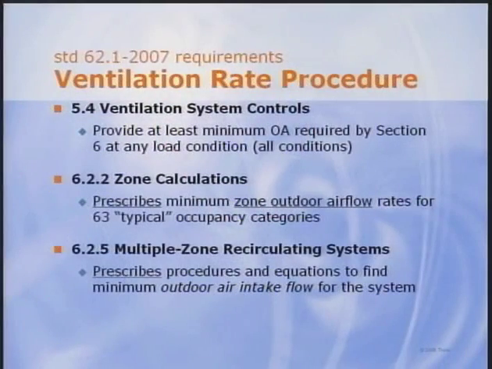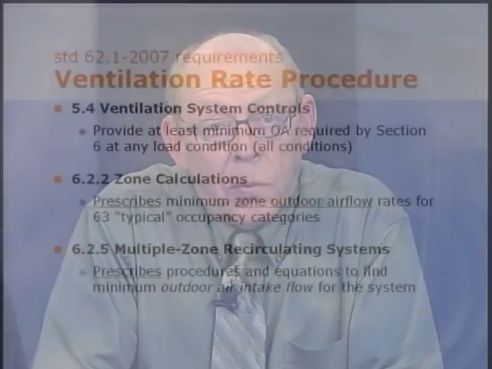Three sections apply. Section 5.4 requires that the system receive no less than the minimum required outdoor airflow at any load condition. Since mixing box pressure at the air handler changes as supply airflow changes, VAV systems should use an outdoor airflow sensor and modulating outdoor and return air dampers to comply with this requirement.